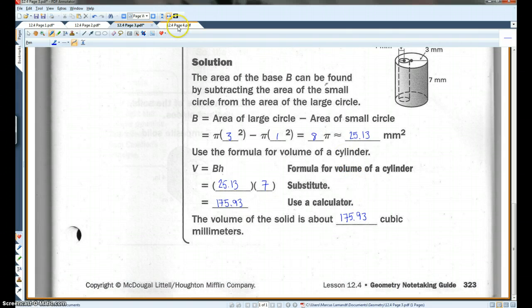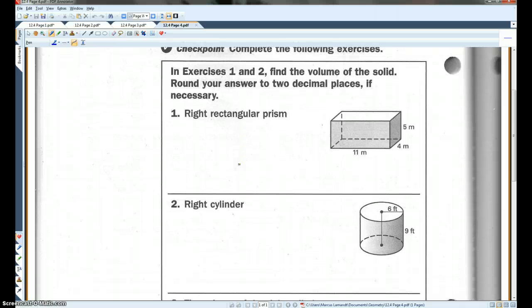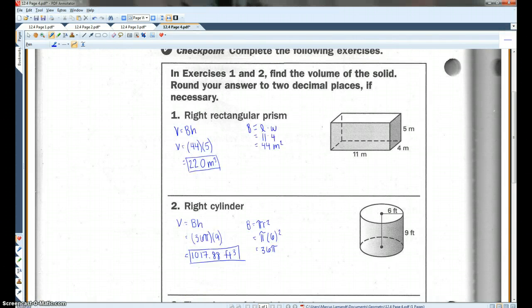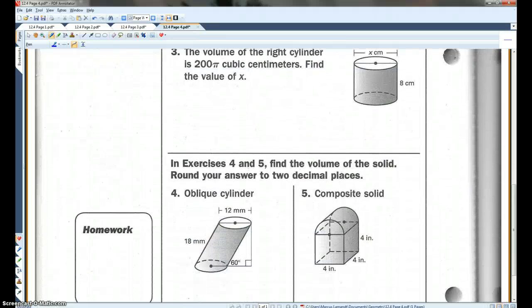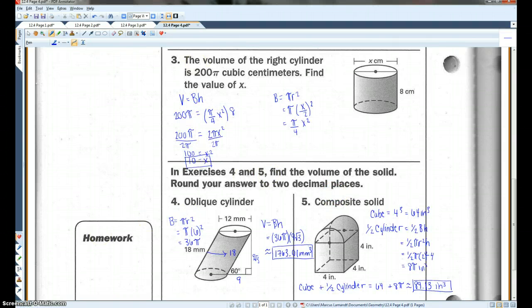Okay? Alright, page 4. Checkpoint. Complete the following exercises. In exercises 1 and 2, find the volume of the solid. Round your answer to 2 decimal places if necessary. Alright, go ahead and pause the video here. And then when you think you have the answer, hit play for the solutions. Alright, these are the solutions you guys should have gotten. Alright, go ahead and try these 3. And then when you think you have the answer, hit play. Alright, here are the solutions. Go ahead and copy them down.